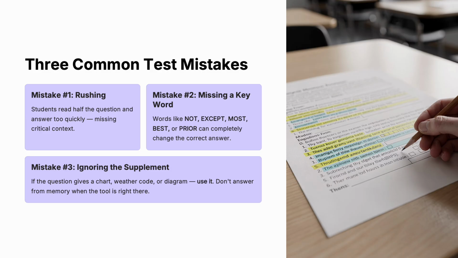Let's cover 3 mistakes that quietly cost students points. Mistake number 1, rushing. Students read half the question and answer too quickly, missing critical context that was sitting right there in the second half of the sentence. Mistake number 2, missing a keyword. Words like not, except, most, best, or prior can completely flip the correct answer. Skim past one of those words and you confidently pick the wrong choice. And mistake number 3, ignoring the supplement. If the question gives you a chart, a weather code, or a diagram, use it. Don't try to answer from memory when the tool you need is sitting right there on the screen.